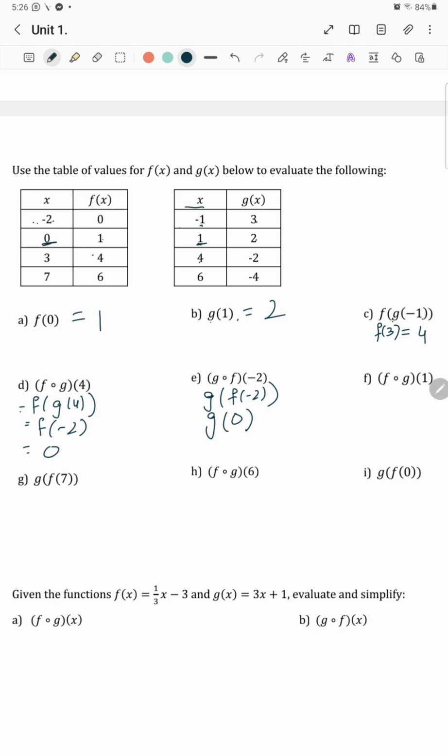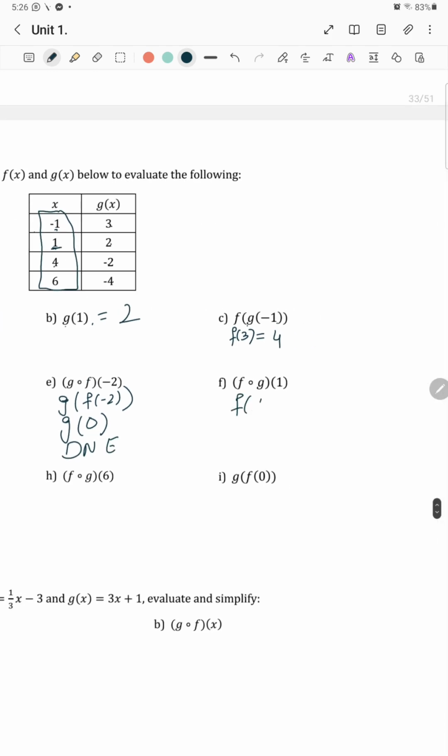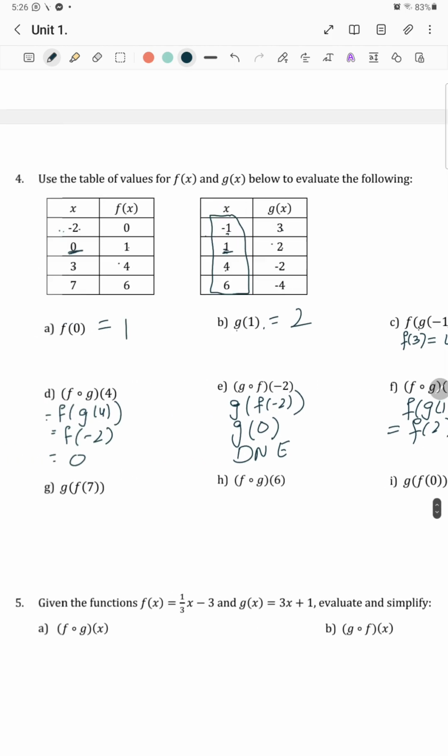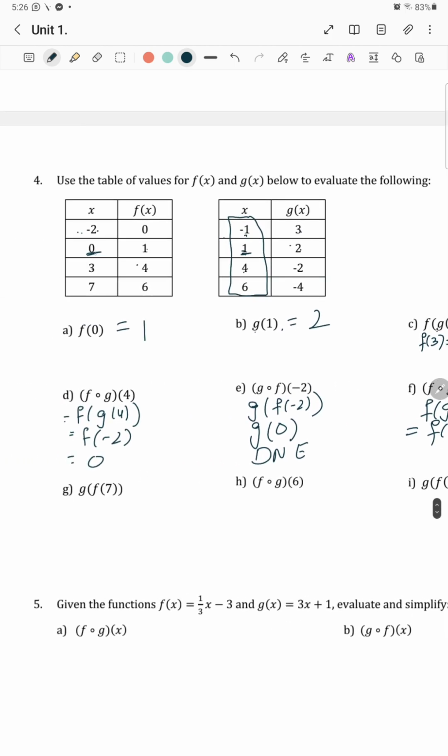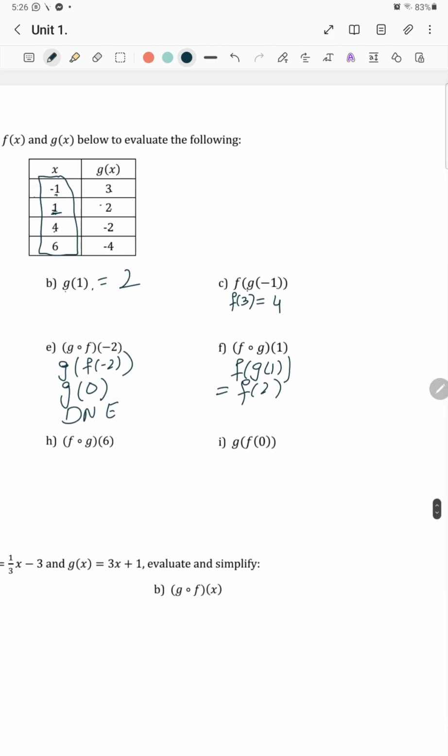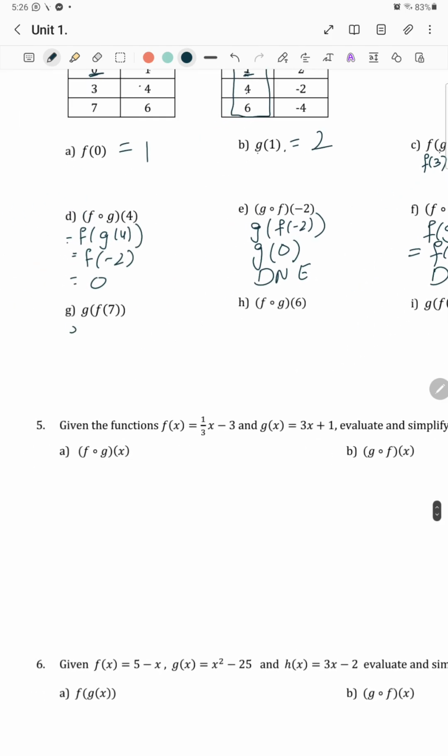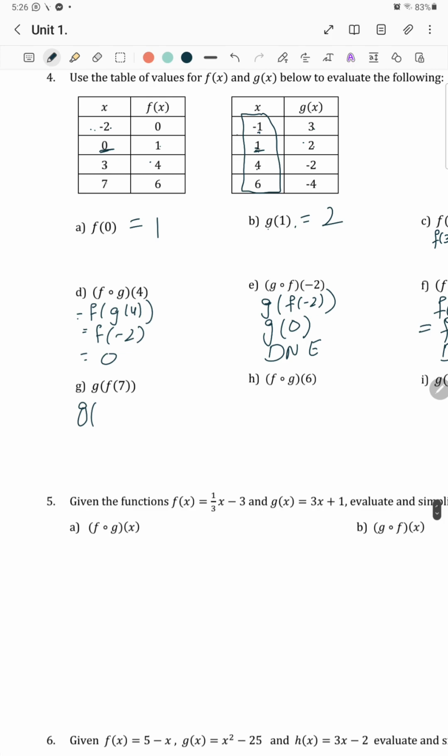Is there any value of x with g of 0? Does not exist. f g of 1, g of 1 is 2, f of 2 does not exist. g f of 7, f of 7, answer is 6.